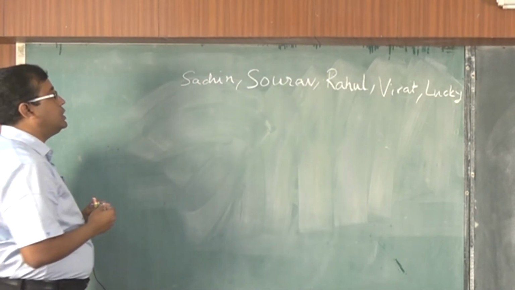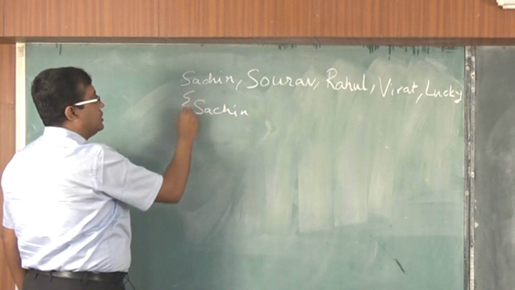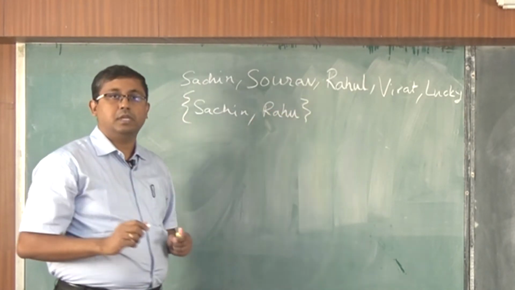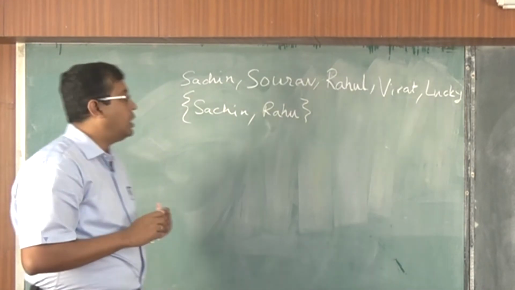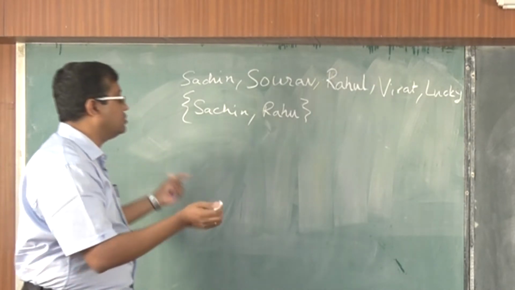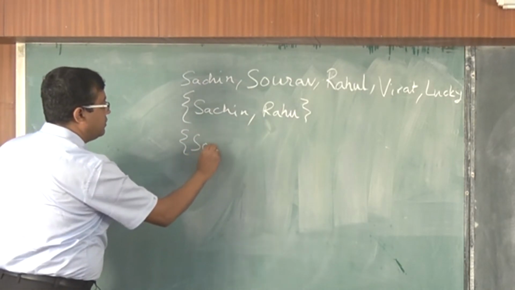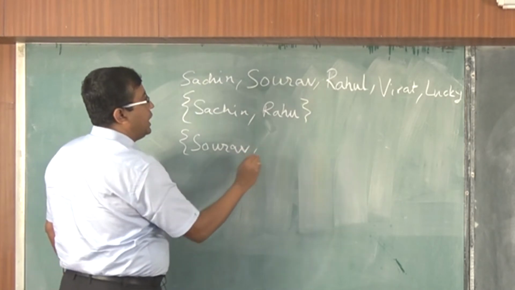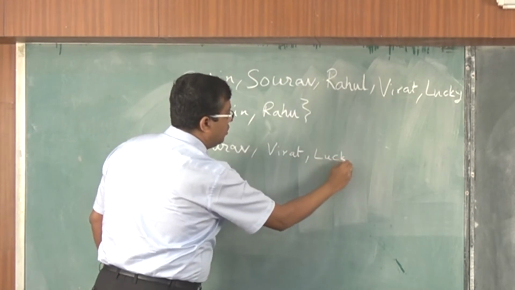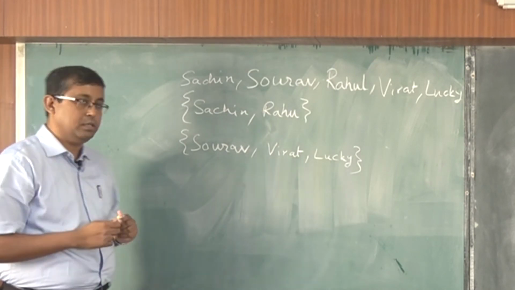Now these 2 people, Sachin and Rahul, they are kind of best buddies. They talk with each other all along. So I cannot make them sit in the same row of the class. I have to make them sit in different rows so they cannot talk. Same thing applies to Saurav, Virat and Lucky. Whenever they sit together, they keep talking with each other.